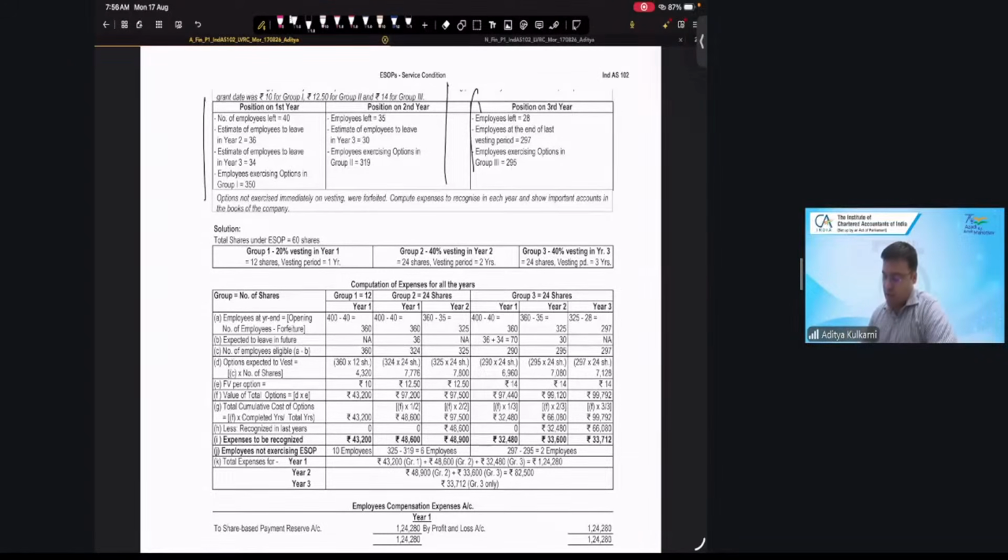Options not exercised were forfeited. Compute expenses to recognize in each year and show important accounts in the books of the company. So this is graded vesting wherein every year a little gets vested.